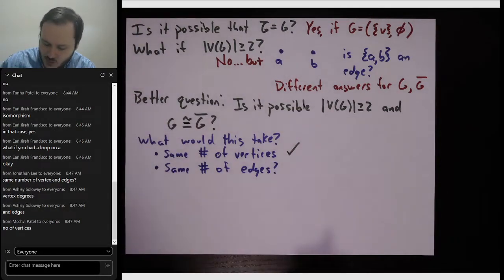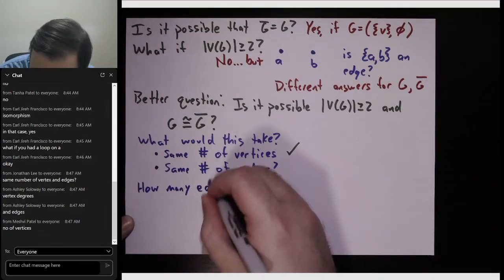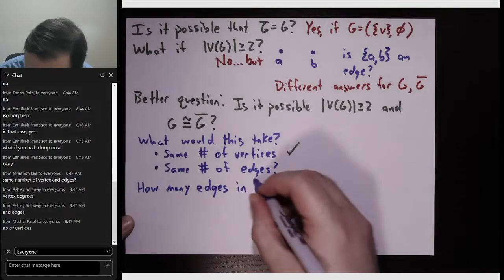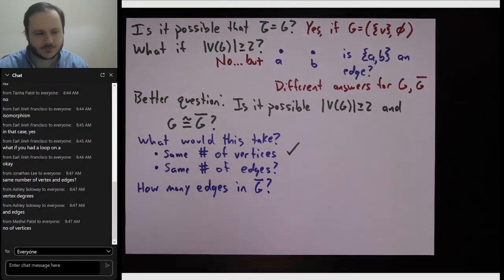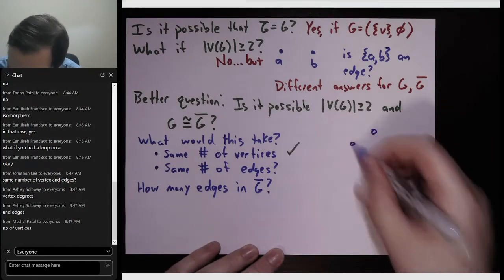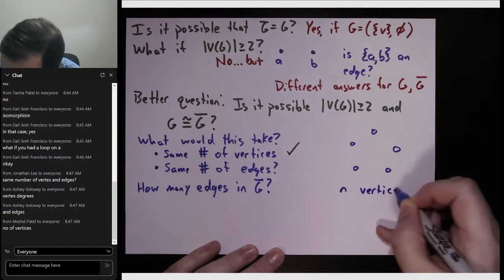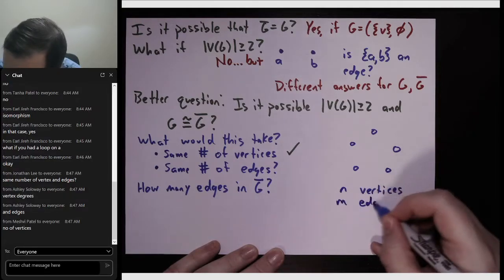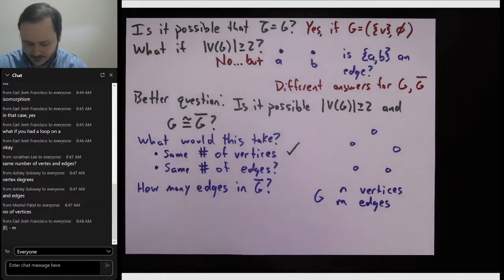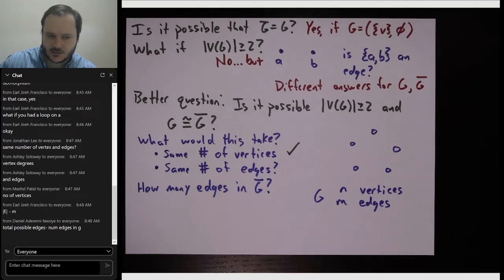So this leads us to a question. How many edges in G complement? Let's see if we can figure this out. So I look at a graph, and it has n vertices, and let's say it has m edges. This is in G. How many edges does my complement have?